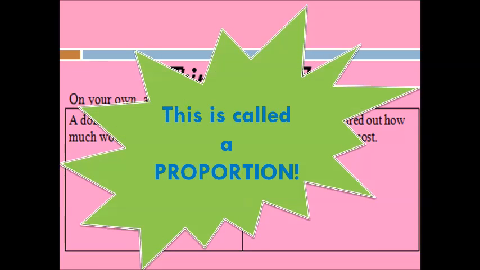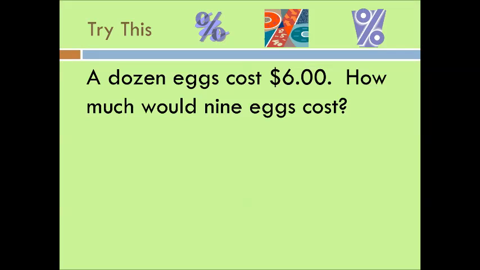This type of relationship is called a proportion. One way to help you visualize a proportion is with a double number line. It looks like this. The way you use a double number line is by labeling both the top and the bottom. So in this case, we would use eggs and money, and then you set up numbers that go together.